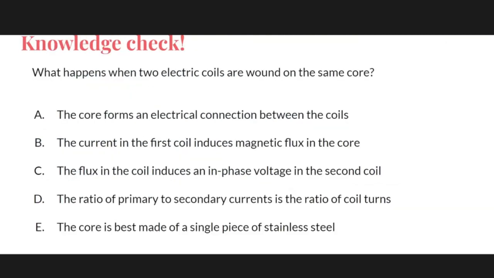Cool, so quick knowledge check. Can anyone tell me what happens when two electric coils are wound around the same core? I'll let you read the options. And maybe Gautam, you go. What did you say? Said false for the vote. Over enthusiastically. Yes. I actually just had one right answer here. Sorry, guys, I should have explained that a bit better.